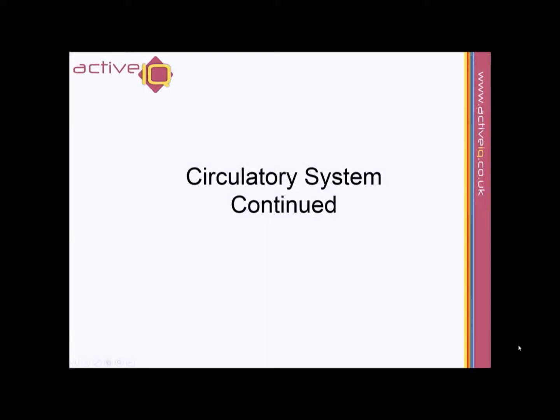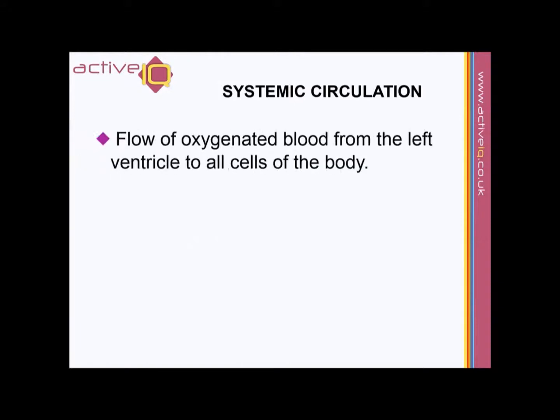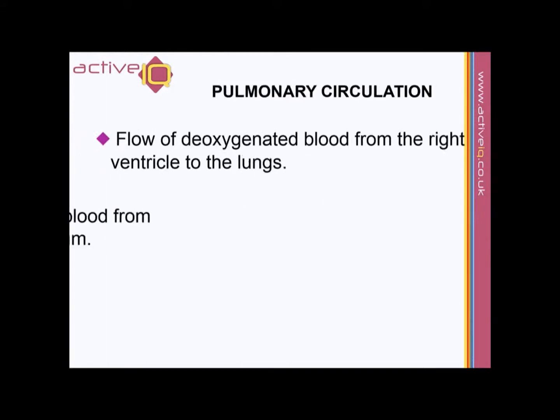Alright, we continue with the circulatory system now. So we're going to look at systemic circulation. This is the flow of oxygenated blood from the left ventricle to all the cells of the body, and the flow of deoxygenated blood from the body back to the right atrium in return.